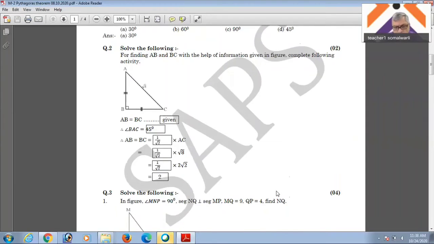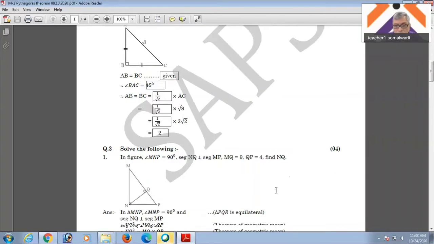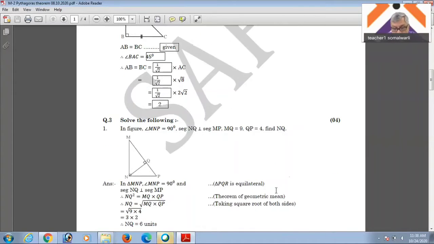Then solve the following. What is the question? In the figure, angle MNP is equal to 90. See MNP in the figure. From angle N, we have dropped a perpendicular NQ. That is, NQ is perpendicular to MP. MQ is given 9 and QP is given 4. We want to find out NQ.